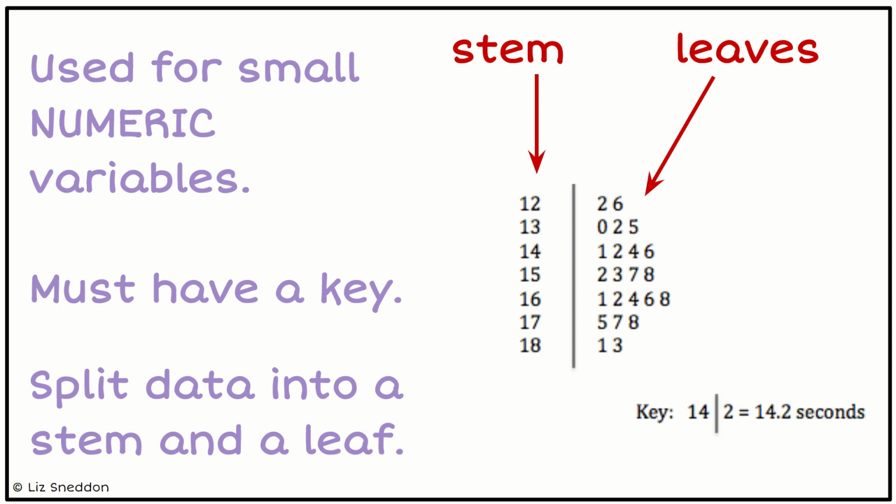There are two parts to it: a stem and a leaf. What we do is we split the data. If I look at the key down there, it says in the stem the number 14, with the number 2 in the leaf, and that number represents 14.2 seconds. So let's have a look at how we go about making these.